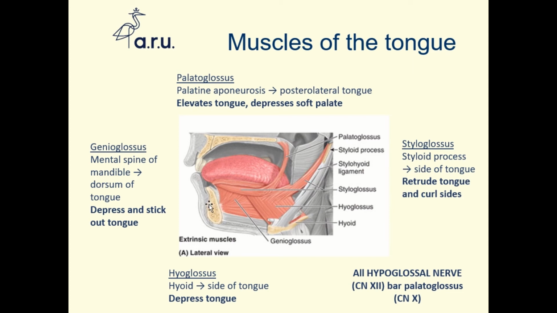Then lastly, we've got the genioglossus muscle. Now here you can see the cut section of the mandible, and if you can remember from your osteology sessions, the mandible had little bony prominences on its posterior inner aspect. These were known as the genial tubercles or the mental spines. There were two superior mental spines or genial tubercles, and there were two inferior genial tubercles. The genioglossus muscle originates from the superior genial tubercles, or the mental spines, and then inserts into the main body of the tongue over here.